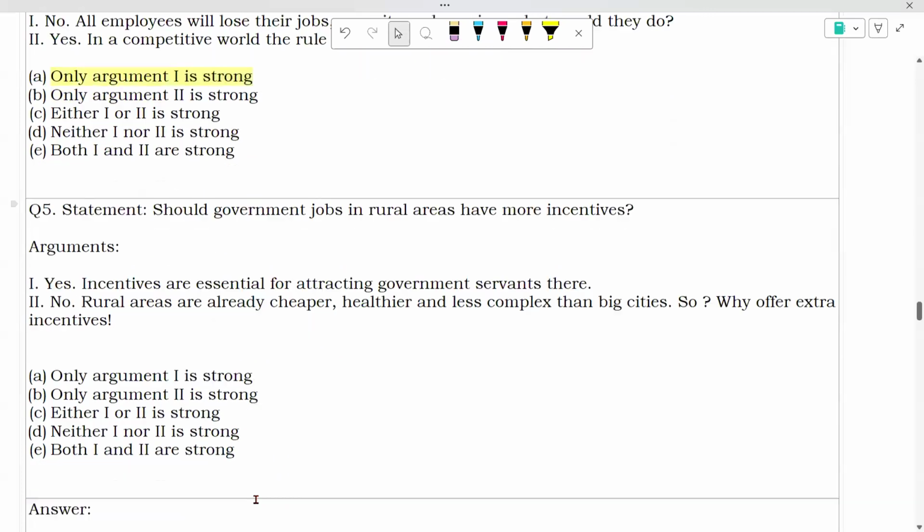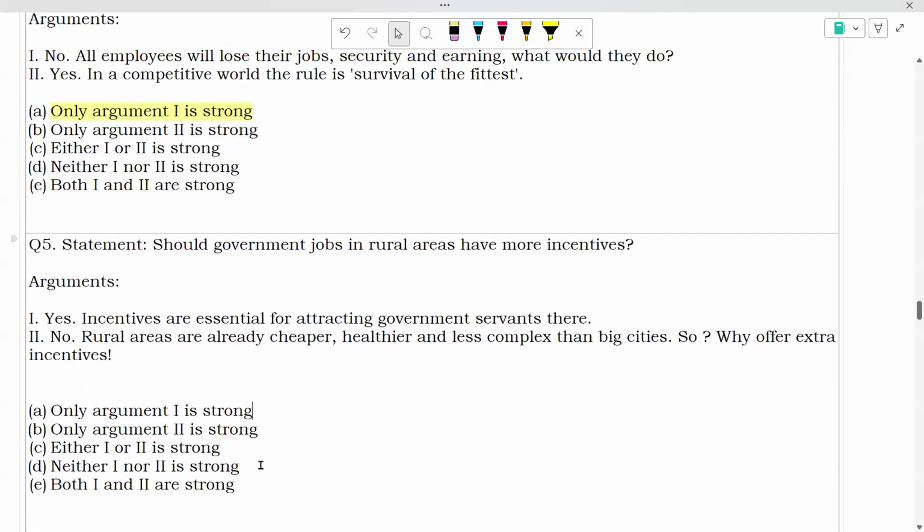And then we have statement number 5. What is the answer to this? Should government job in rural areas have more incentives? It is that or snap का decision making question. The level is quite high. So try to solve. The statement is, should government jobs in rural areas have more incentives? Now one of the person said yes. And what logic he gave? Incentives are essential for attracting government servant there.